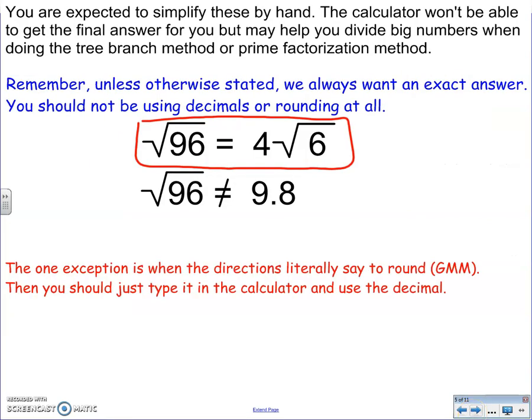Now the only exception to this is when the directions literally say to round, and on Get Over Math they will do that. So in that case, if they tell you to round, there's no point in breaking it down, simplifying it. Just type in calculator, use that decimal. But on all my tests, I'm going to expect the exact answer, no rounding.